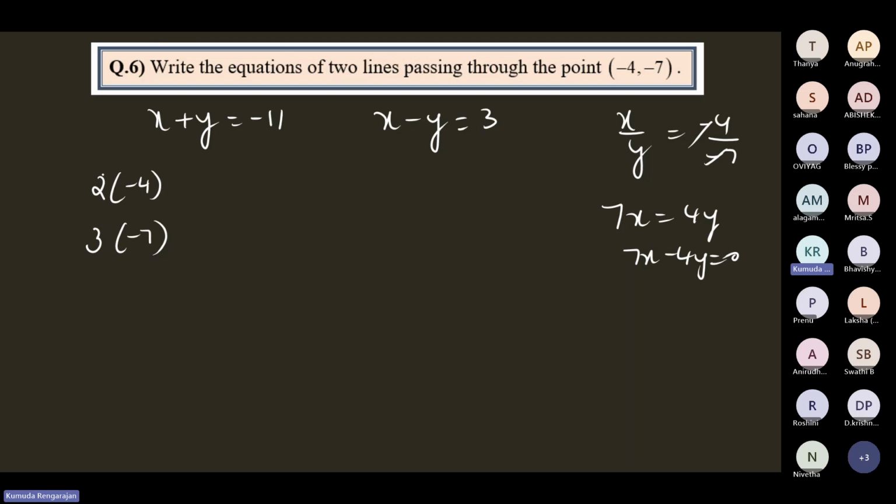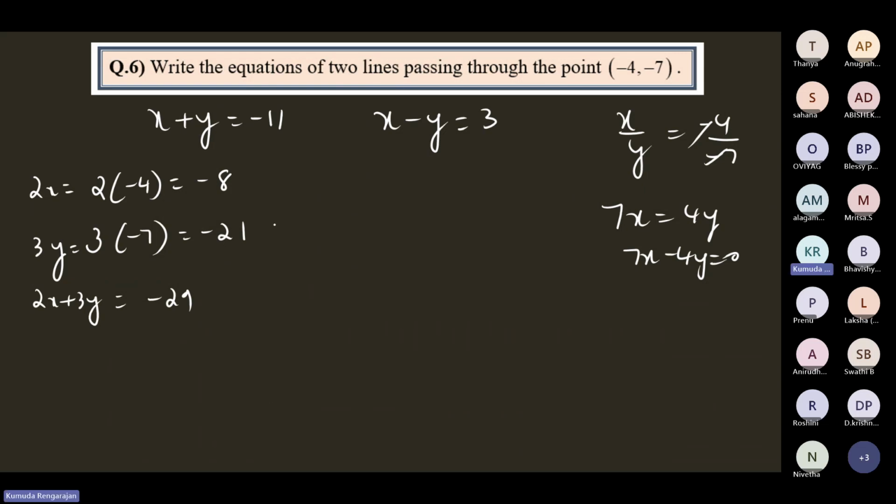So what are you doing? You're doing 2 times x. You're writing 2x. Right? This is 2x. This is 3y. What is 2x equal to? -8. What is 3y equal to? -21. Now you can do anything. If you want to add 2x and 3y, 2x plus 3y, what do you get? 2x plus 3y is equal to -29. This is another equation.